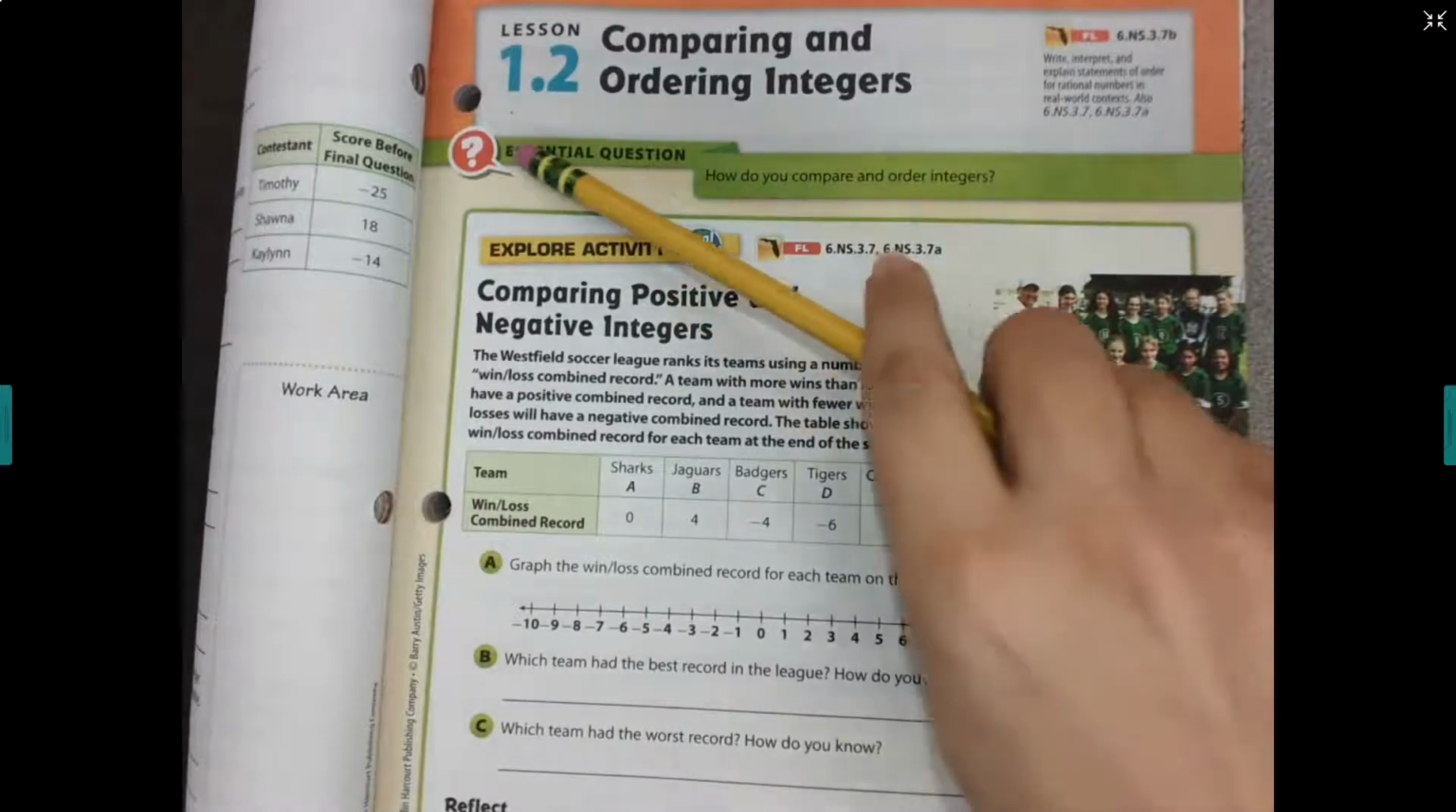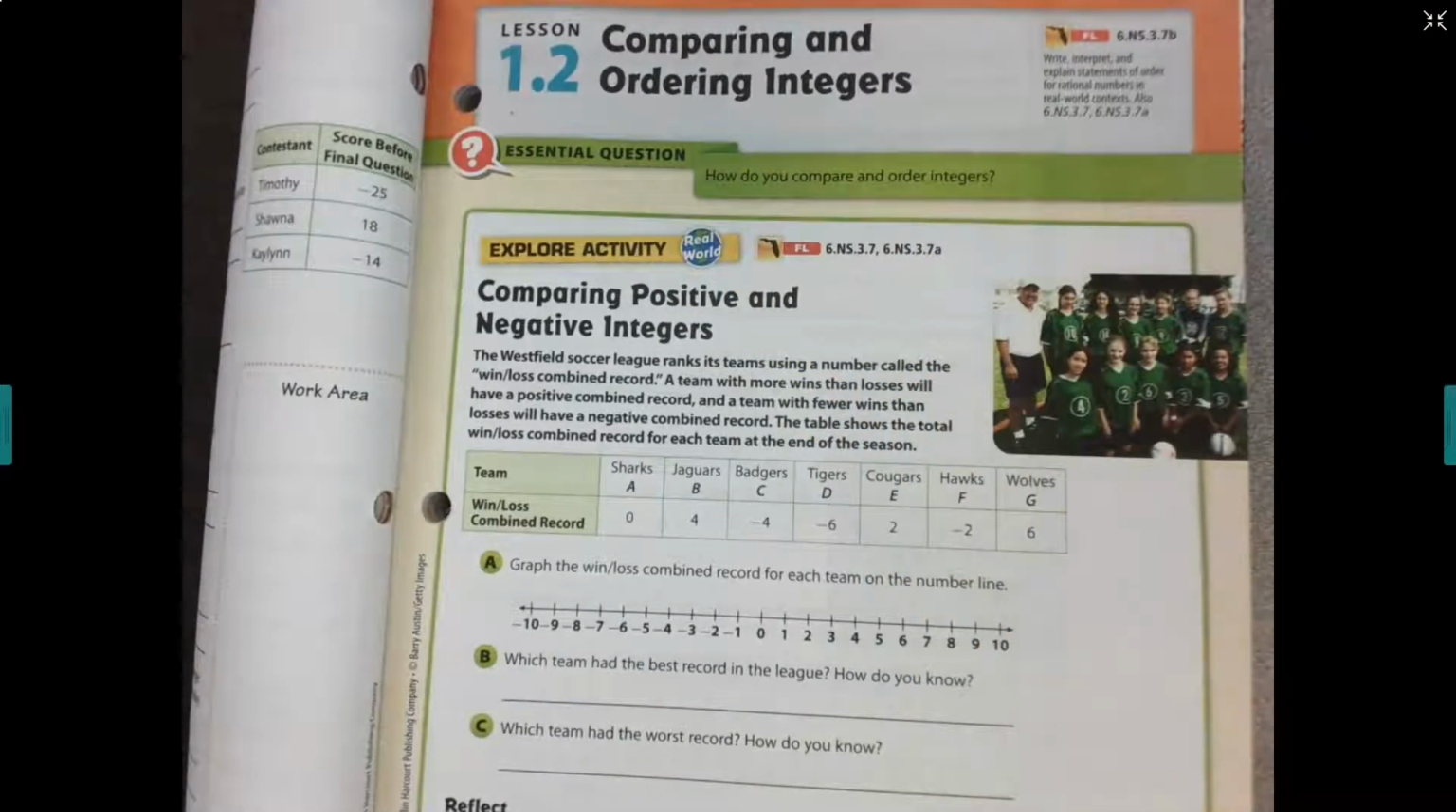All right, so this is lesson 1.2, comparing and ordering integers, and this is on page 13. So we're going to talk about how we can compare integers and put them in order from least to greatest or from greatest to least. So the first thing that we're going to talk about is this soccer team.